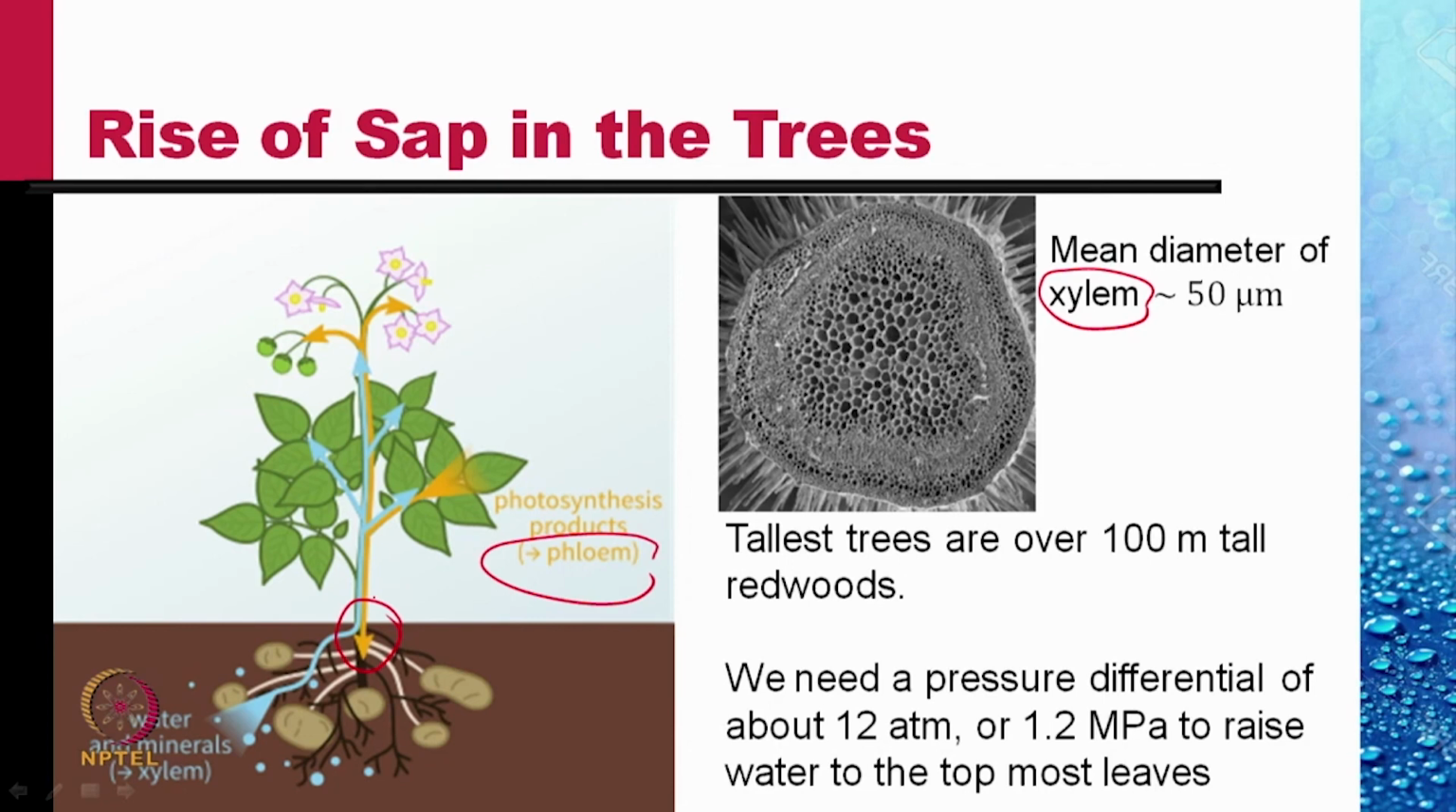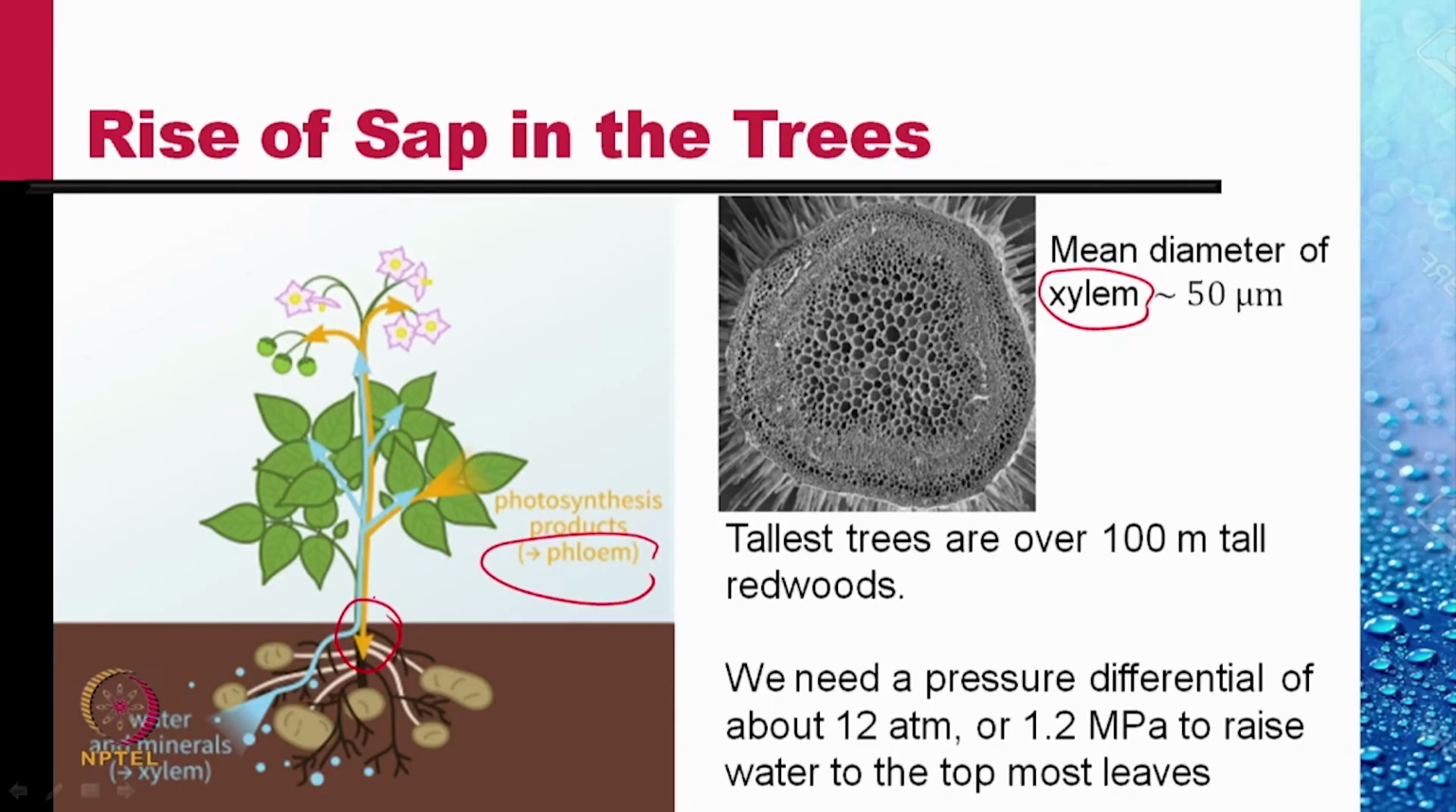Now the tallest trees on earth, the redwoods of California, USA, are over 100 meters tall. We need a pressure differential of about 12 atmospheres or 1.2 megapascal to raise water to the topmost leaves. There are many ways by which this kind of pressure difference is created, not the least of which is capillarity.